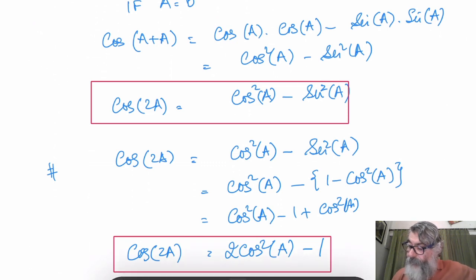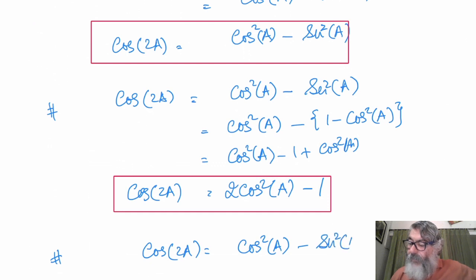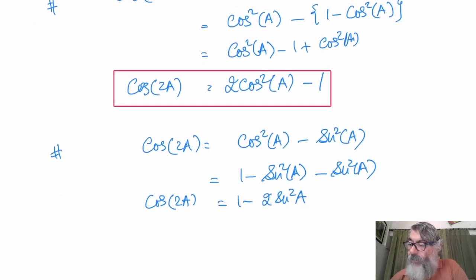Similarly, let's proceed further. Like we know cos 2A is equal to cos square A minus sin square A. So instead of cos square A we can also write 1 minus sin square A, minus sin square A. So cos 2A is 1 minus 2 sin square A. So from one formula 3 more formulas have been generated, and more formulas will be generated from the same formula.